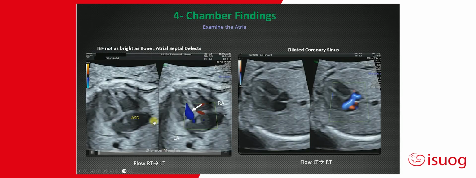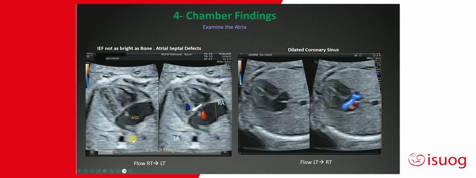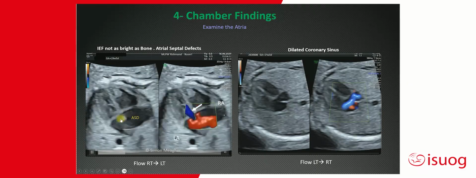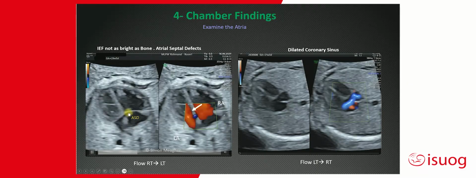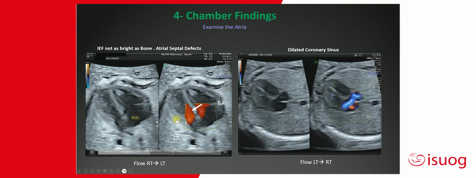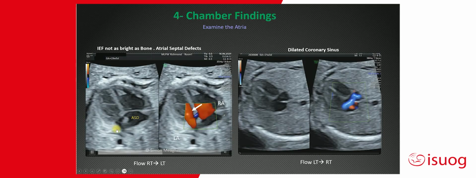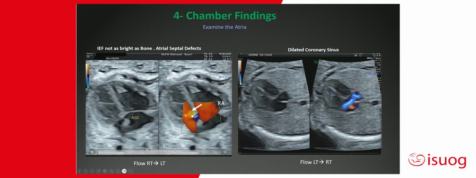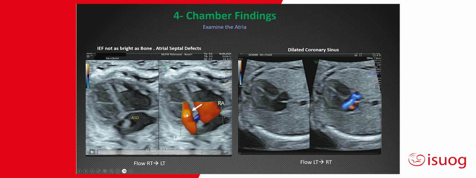In this case here, when you look at the four-chamber view of heart, descending aorta, left atrium, you can see dropout in the region of the atrium primum. And when you look at this, you need to ascertain whether this is either a dilated coronary sinus, in which case the flow will be from left to right, or if the flow is from right to left in the setting of an atrial primum septal defect.